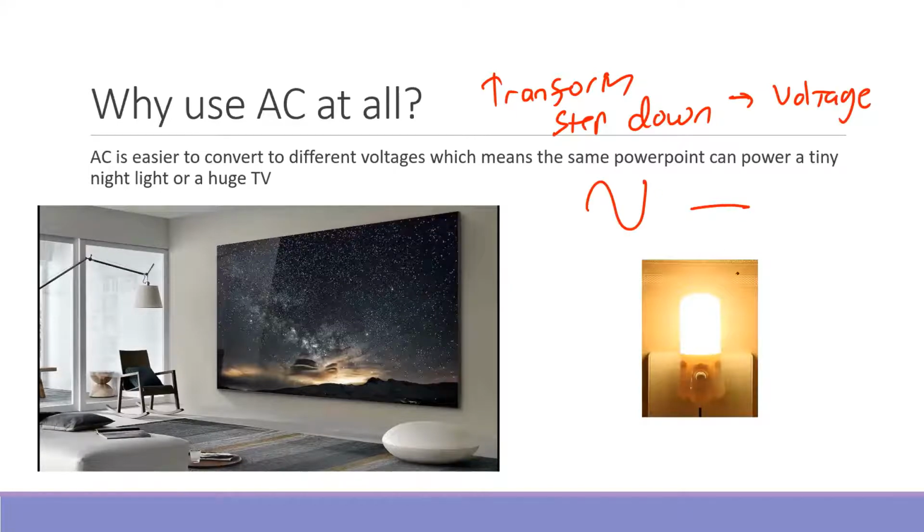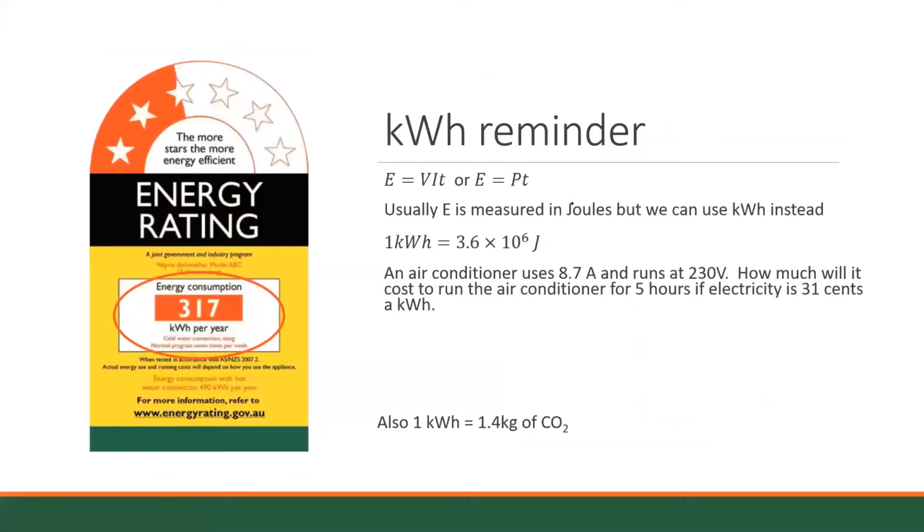When it's DC, it's a bit harder, because when you want to drop voltage when you're using DC, you have to use voltage dividers, which is one of the reasons why I taught you that. But that means you're kind of losing energy because you're dropping it over a resistor, whereas using it in this way is a bit better. So that's why we would use AC in the first place. Okay.